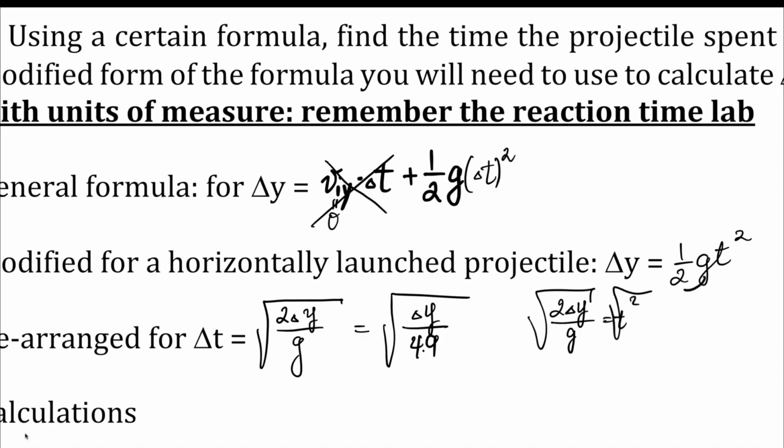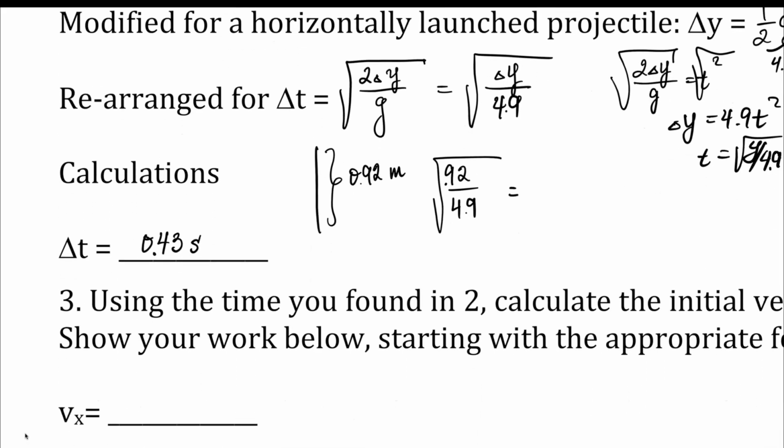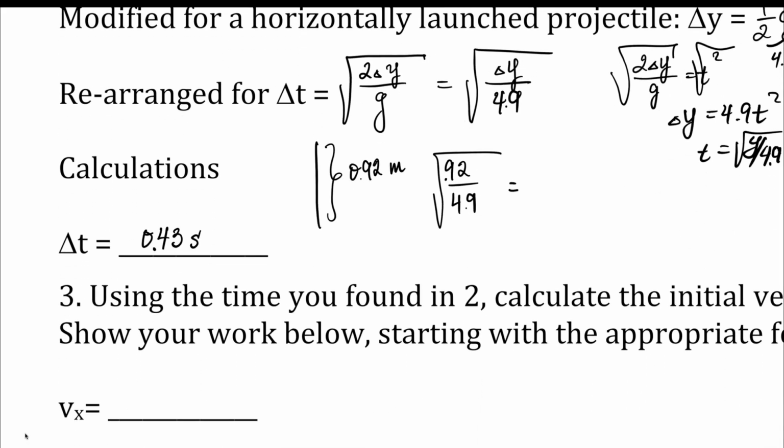Or I figured out that this is 4.9, so then change in y equals 4.9 t squared, so t is the root of y over 4.9. So that is something that you can memorize if you want, or just practice deriving. Right, so calculations. 92 centimeters converted to meters over 4.9 gives 0.43 seconds. And I'm keeping 2 sig figs because 9.8 was 2 sig figs, and my vertical displacement was also 2 sig figs. We need to find the initial velocity with which the marker was knocked off the desk.